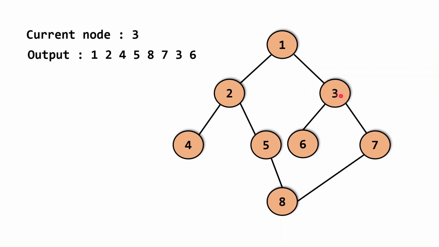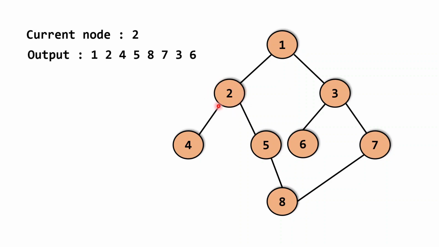Now for this 3 we have two options, either we go to 1 or go to 7, but as we have come to 3 from this 7 node, its previous node is 7, not 1. So we have to go to 7. So our current node becomes 7 and our output is the same. Then for this 7 we have to go to 8. So our current node becomes 8 and output is the same. Then for this 8 we have to go to 5. Then the current node becomes 5 and output is the same. Then for this 5 the previous node is 2. So the current node becomes 2 and output is the same.